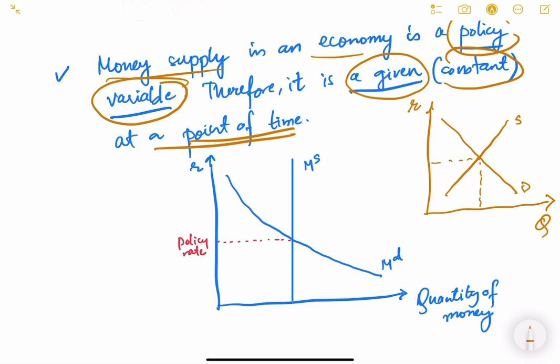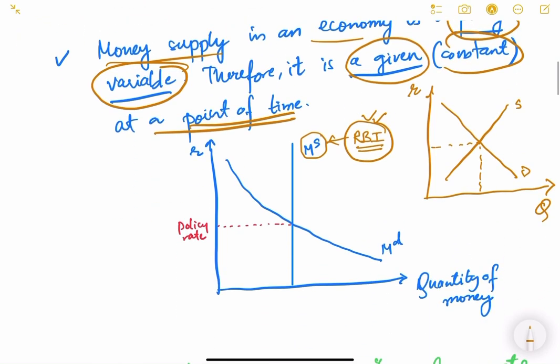However, in practical life, as I had also mentioned before, the money supply is decided by RBI, how much money supply will be there in the market. So it is a policy variable. RBI decides that this much money is going to be supplied in the economy. So money supply is a constant for a given point of time. That's why it is a straight vertical line, that is, this quantity of money is a constant at any given point of time.